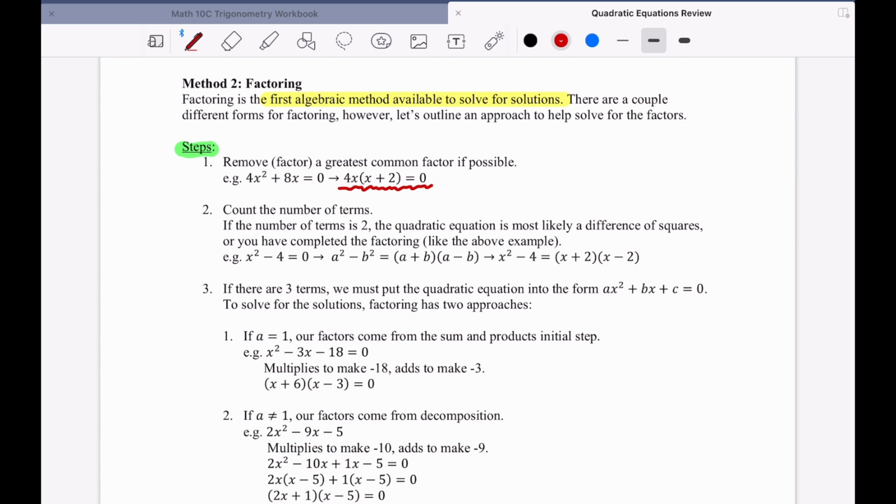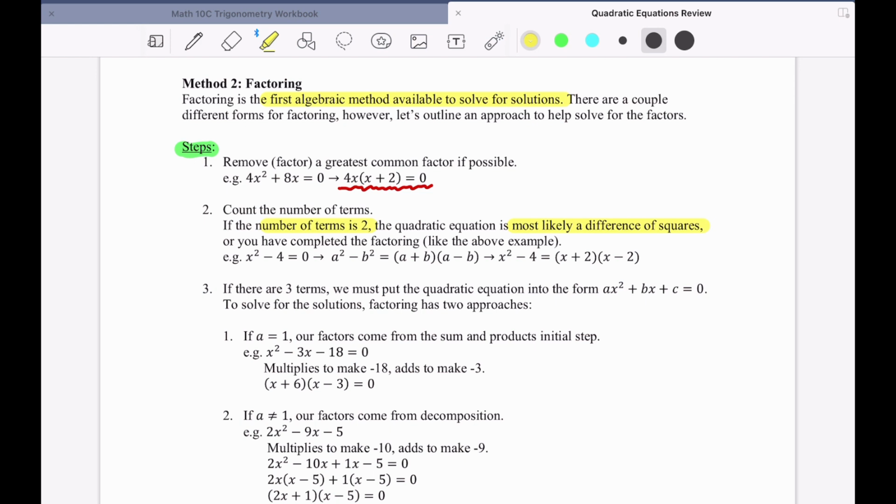Step 2 is to count the number of terms. If we count the number of terms and we see that there are 2, it's most likely a difference of squares. That's super important because, unless it's like the one in step 1 where we have an x squared and an x, which would just reduce to some common factor, we don't have to do any true factoring or decomposition. It would be done as soon as we pull out the greatest common factor. But in most cases, if you see 2 terms, it's most likely a difference of squares.